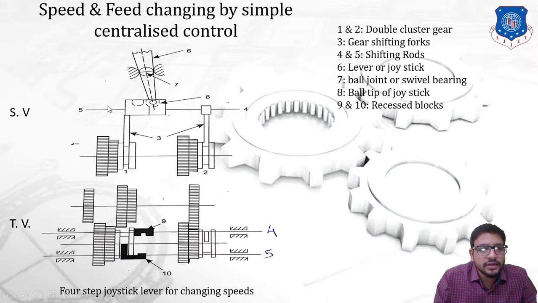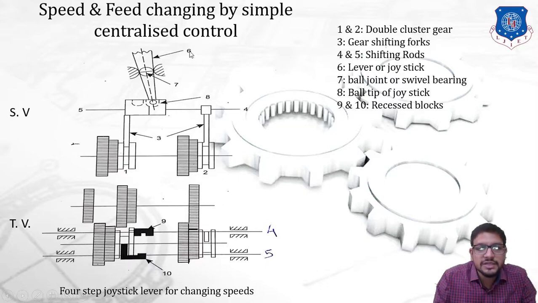On this shifting rod, there is a recessed block. A recessed block is a block in which grooves are provided, and in those grooves a ball joint is fitted, which means the ball joint can slide in the recessed block from one position to another. Now this entire portion is called a lever. Number 6 represents a lever, also called a joystick. Number 7 represents a ball joint provided on the joystick, also called a swivel bearing. Remember, this is a side view.